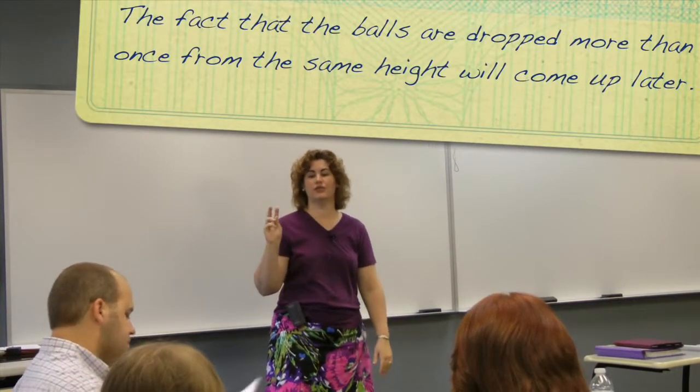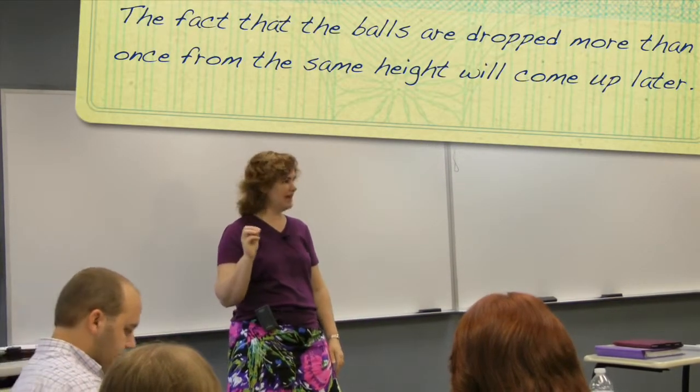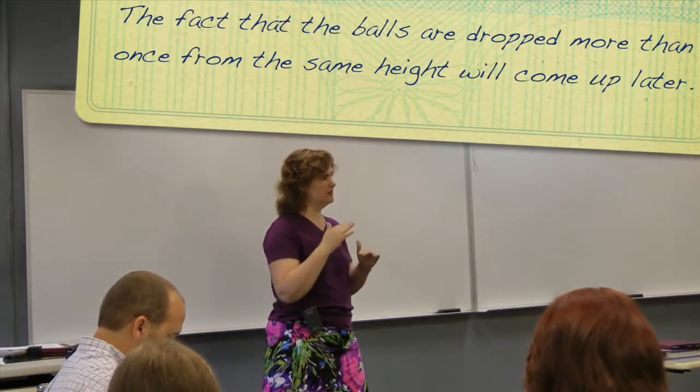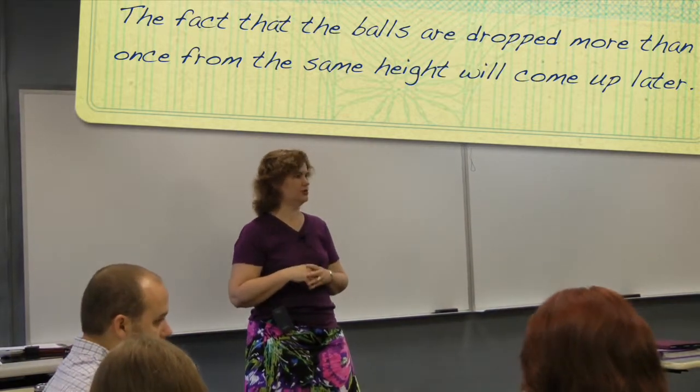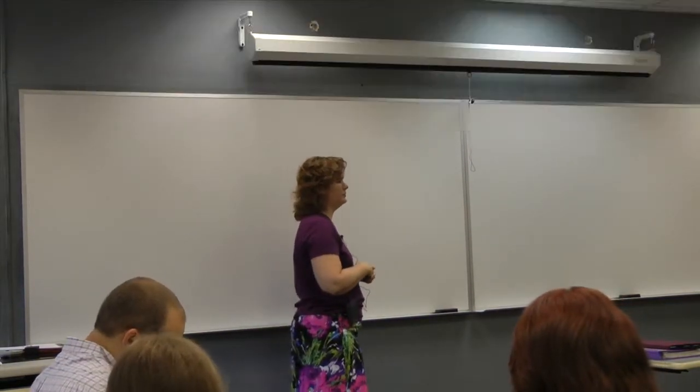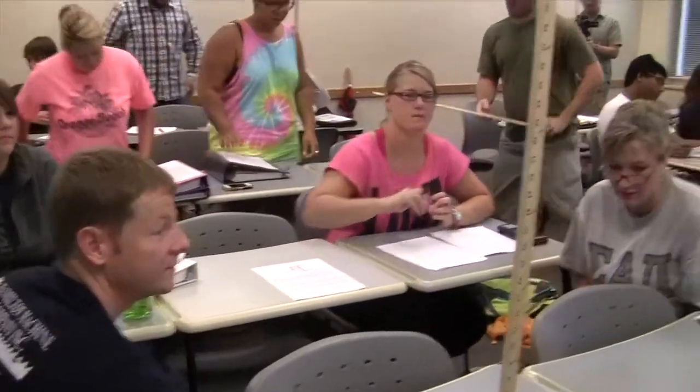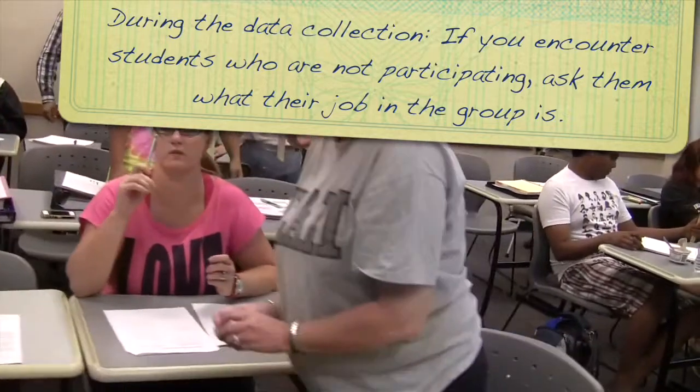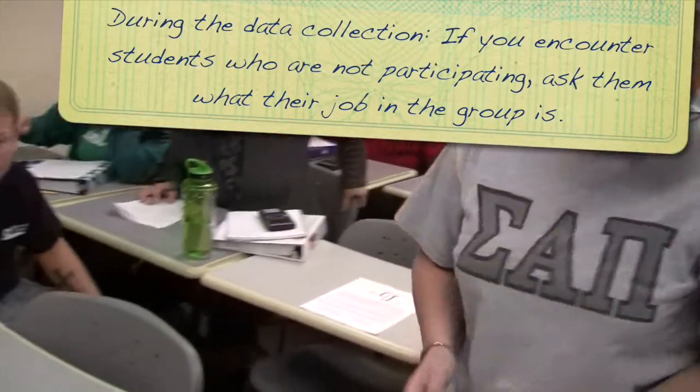You're going to bounce the ball three times from each height and get three different values. You can choose your own heights for the other ones.